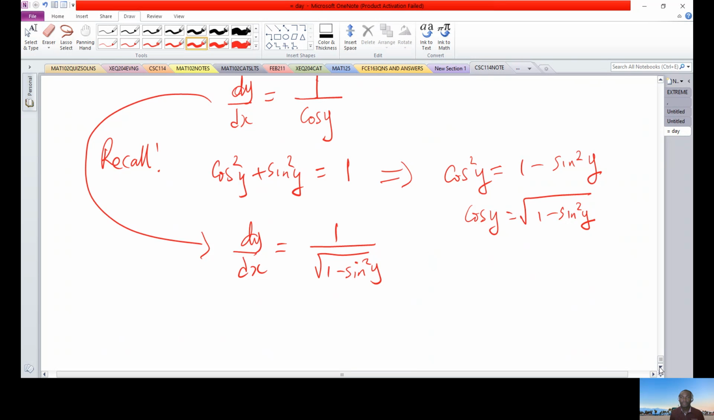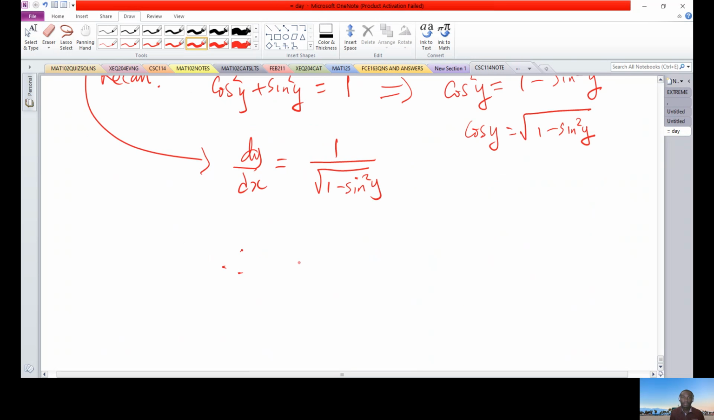So therefore dy dx will be given by 1 over the square root of 1 minus x squared. So this becomes the solution.